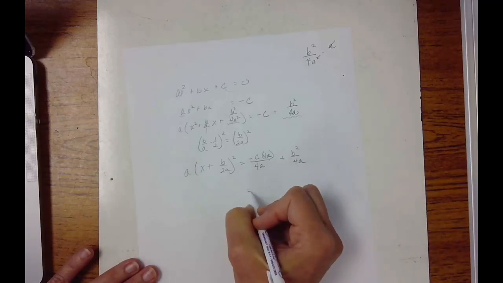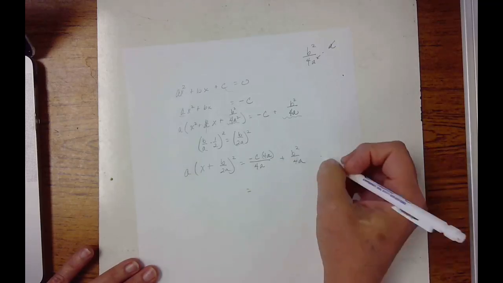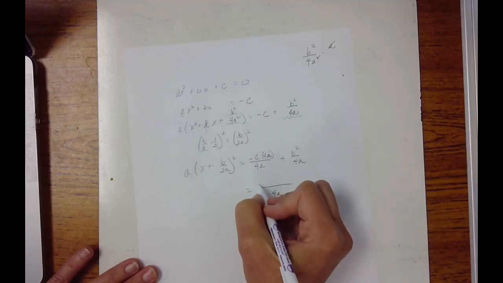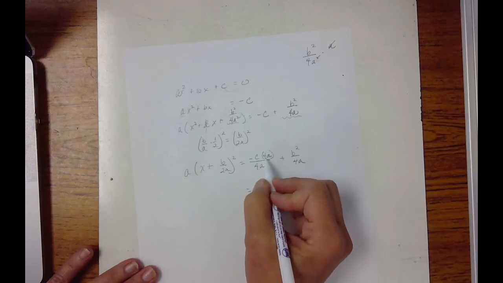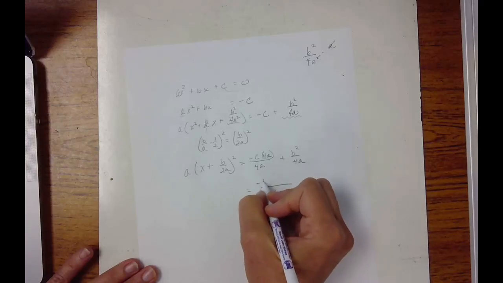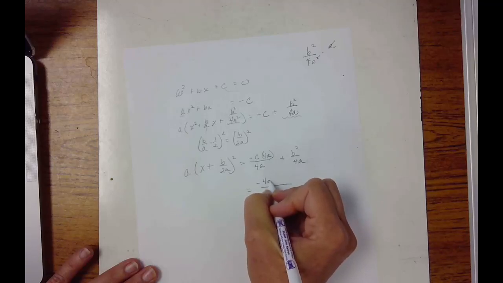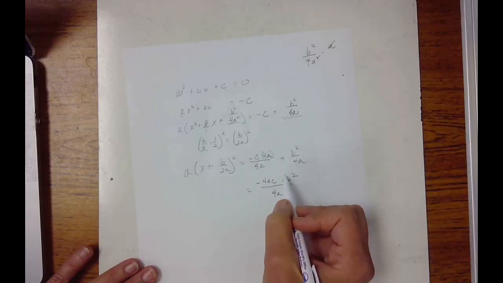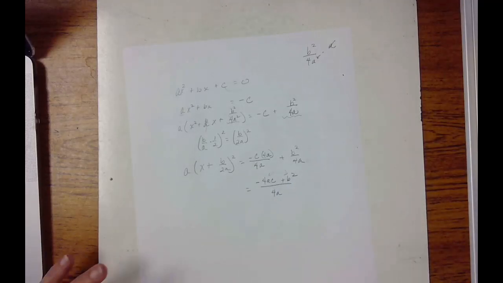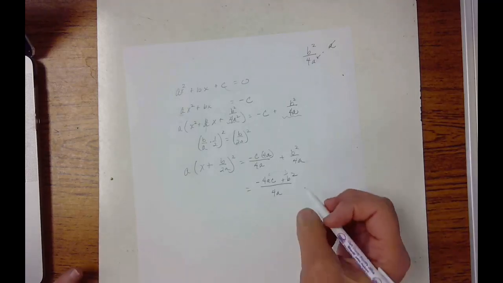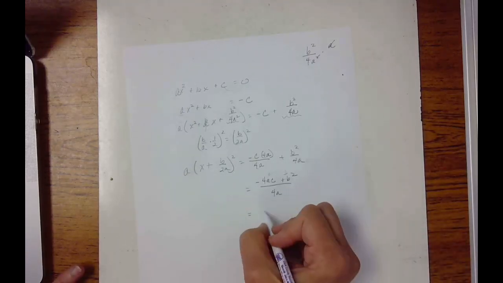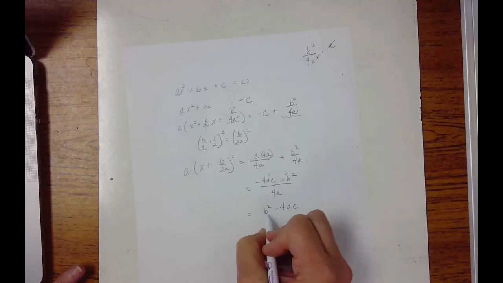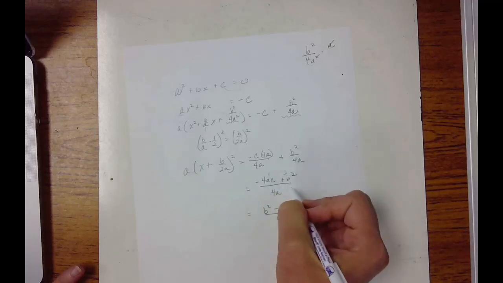Now I have the same denominator of 4a, so I'm going to go ahead and write it this way first. If I have negative c times 4 times a, that's a minus 4ac plus b squared. And notice I can switch these around because I can add in any order. So that's where it's starting to really come together and look like my quadratic formula. So I have b squared minus 4ac all over 4a by just switching those around.